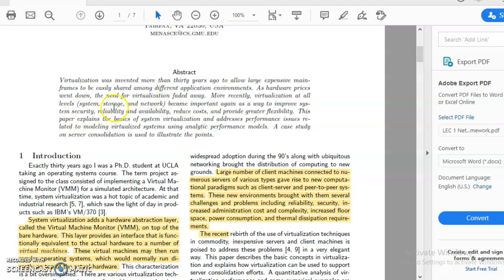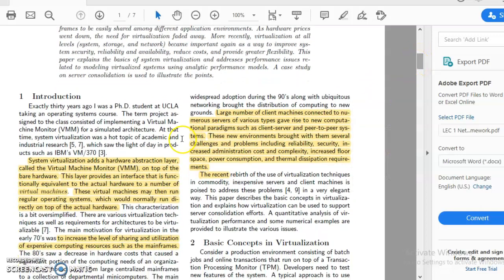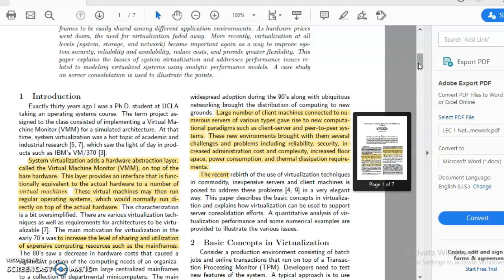So virtualization is all about sharing systems, storage and network. But as computers became less expensive, virtualization gradually dropped, but now it has risen again. So what is system virtualization? System virtualization adds a hardware abstraction layer, which is known as the virtual machine monitor, VMM, on top of the hardware.